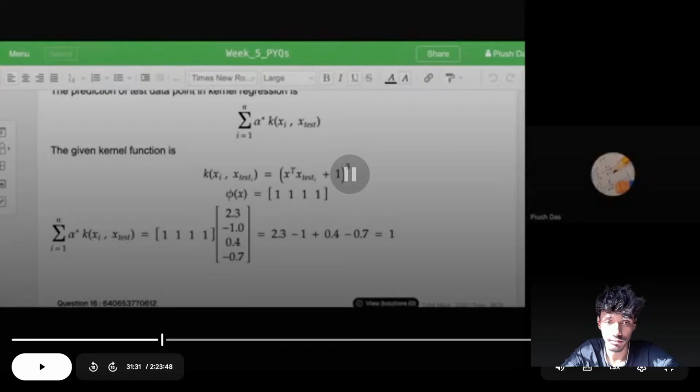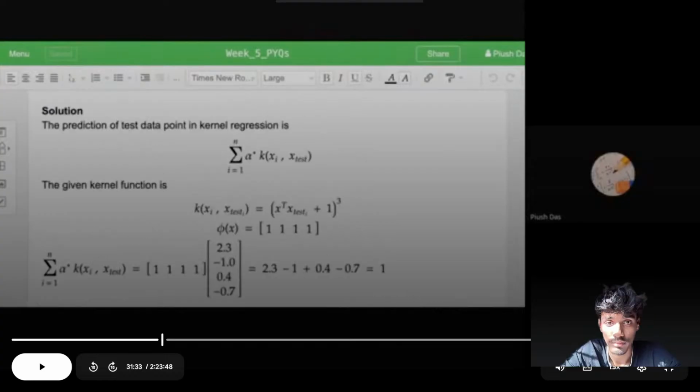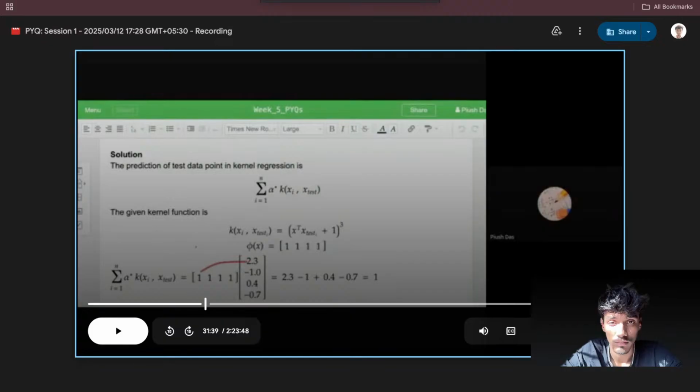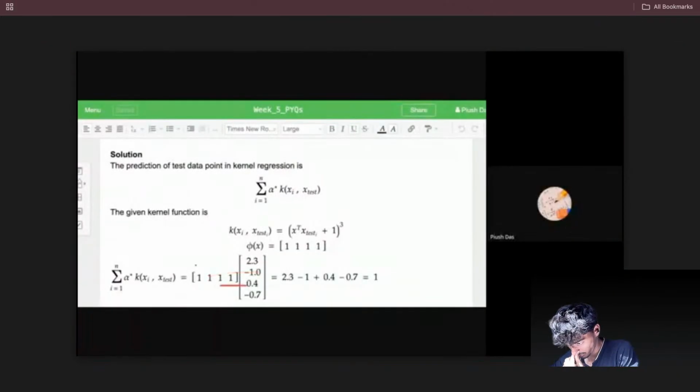So we find out our K matrix, and our answer is given to us. This is just a dot product: 1 into 2.3, 1 into minus 1, 1 into 0.4, 1 into minus 0.7. So it came out to 1. And this kind of question is important. You should practice them because I guess they are in the graded assignment also, and there is a high probability that this kind of question might be asked in the exam.